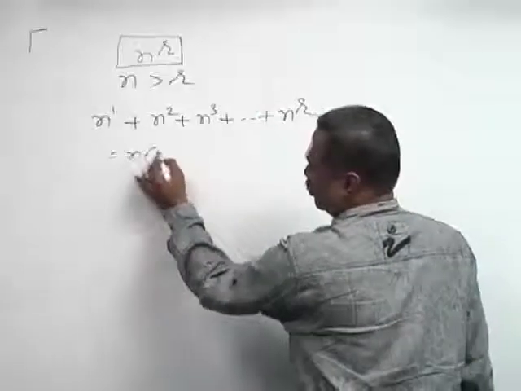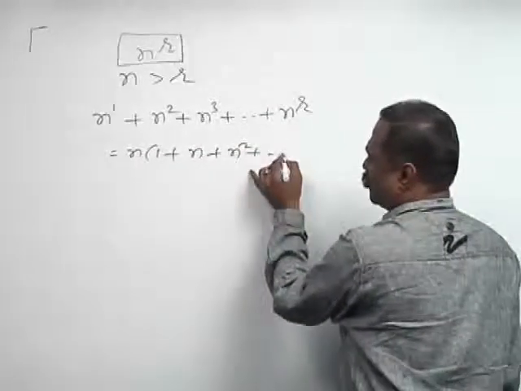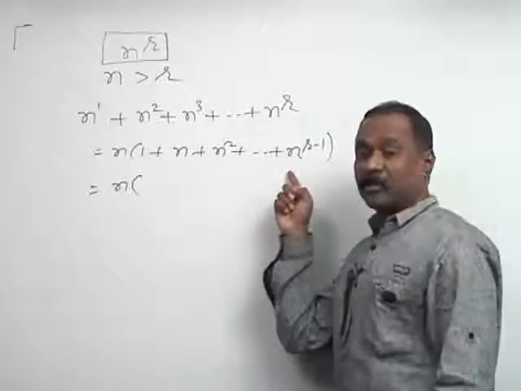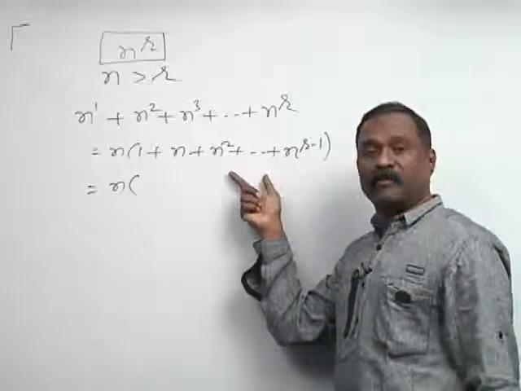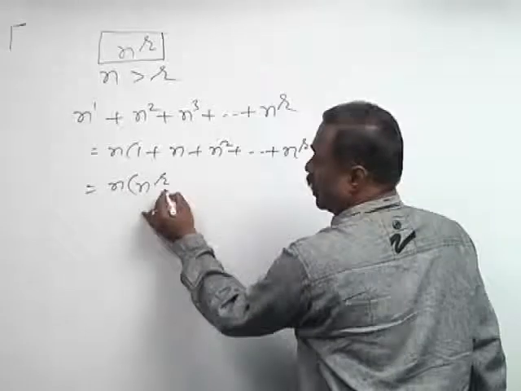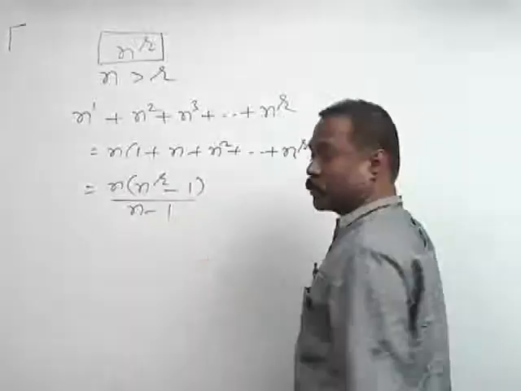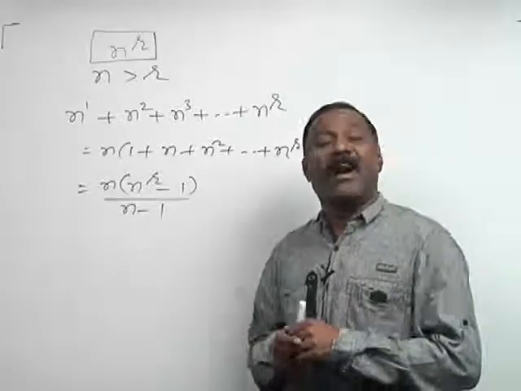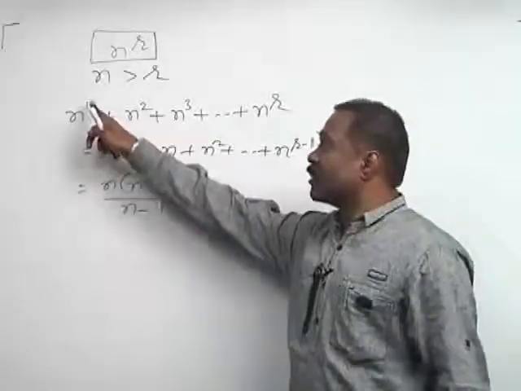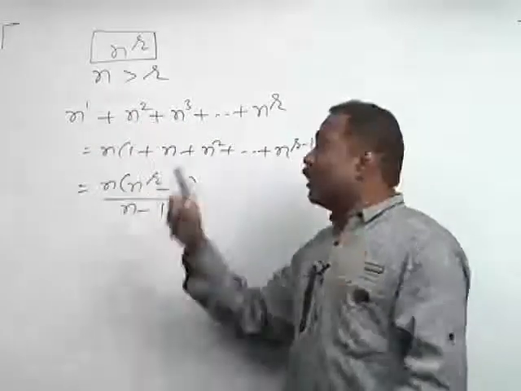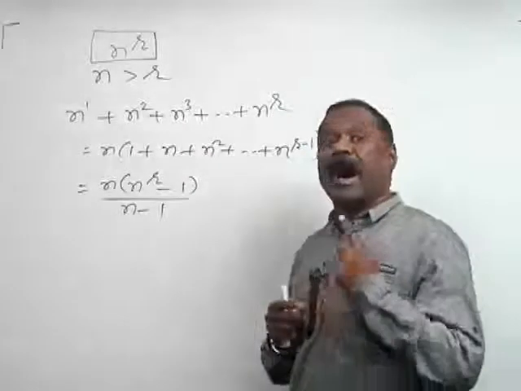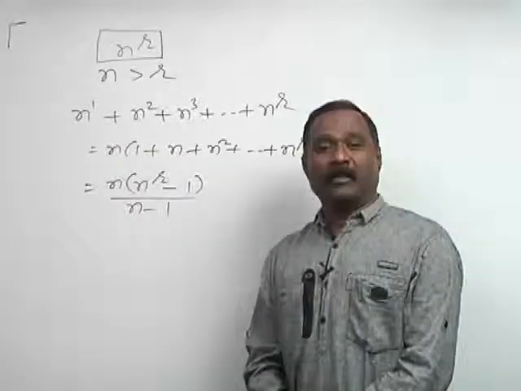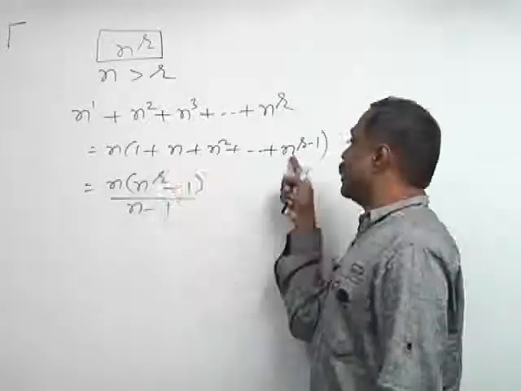Now if you take n common, it is 1 plus n plus n square and so on up to n power r minus 1. You can clearly see that it is a geometric progression. Sum of n terms of GP is nothing but n power r minus 1 upon n minus 1. So the number of permutations of n dissimilar things taken not more than r at a time. What does it mean? Not more than r at a time means in this case we have taken only one, in this case we have taken two, in this case we have taken three, in this case we have taken r, maximum of r. So the sum of all these will give you n into n power r minus 1 upon n minus 1. This is the sum to n terms of GP.